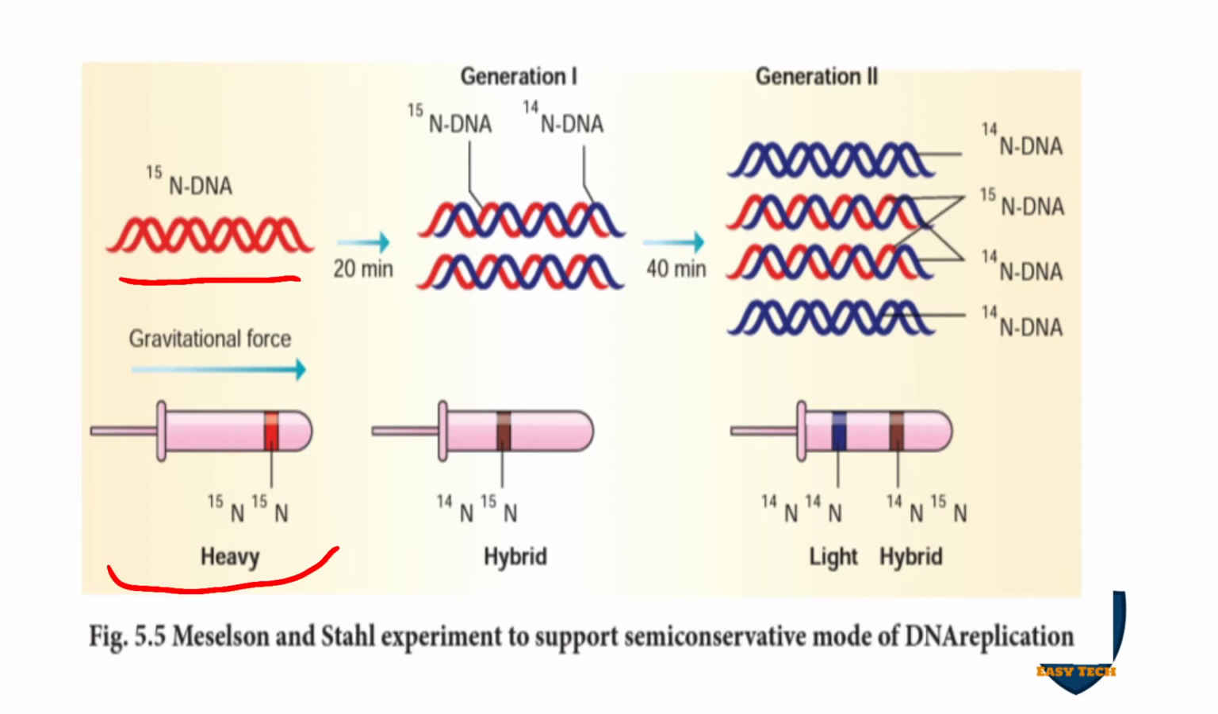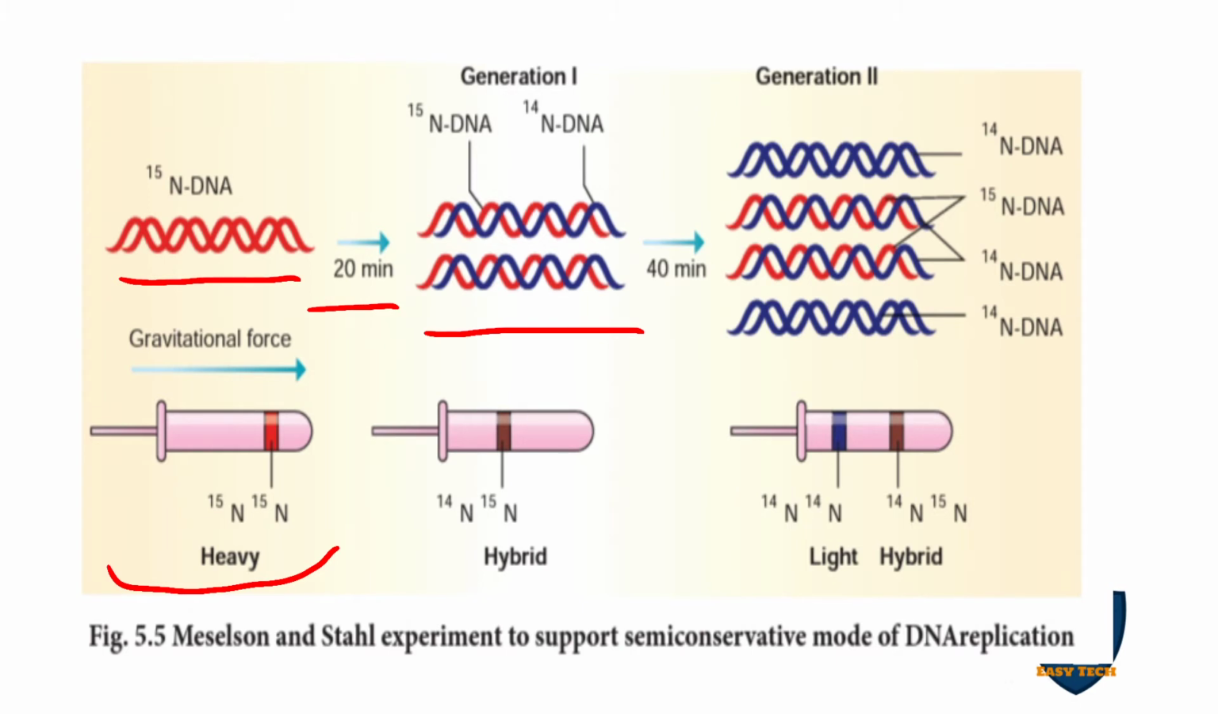Then it is subjected to centrifugation, along with N14. In the first generation you can see the variation in color: one color is N15 DNA and another color is N14 DNA. This is the first step, obtained in a duration of 20 minutes.